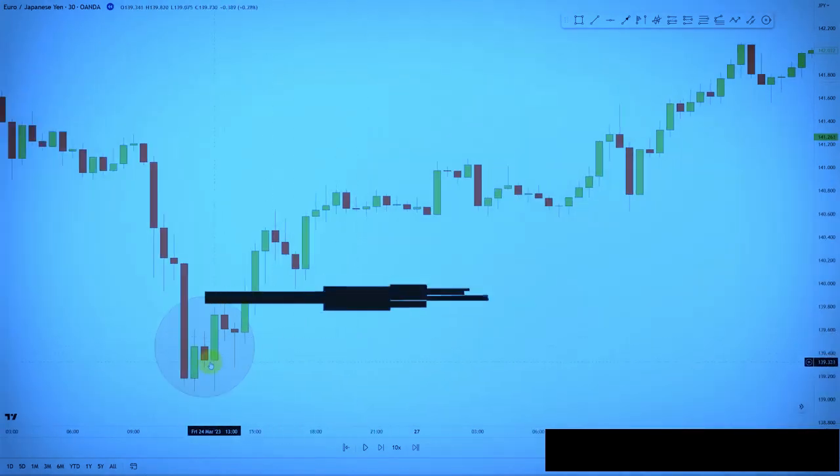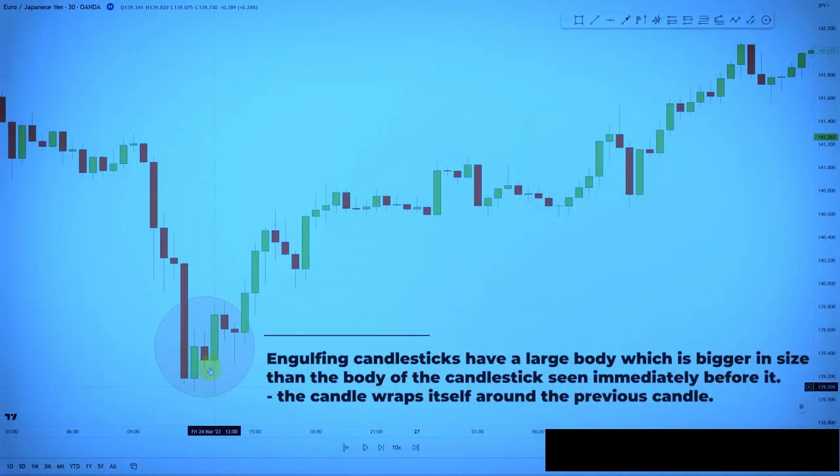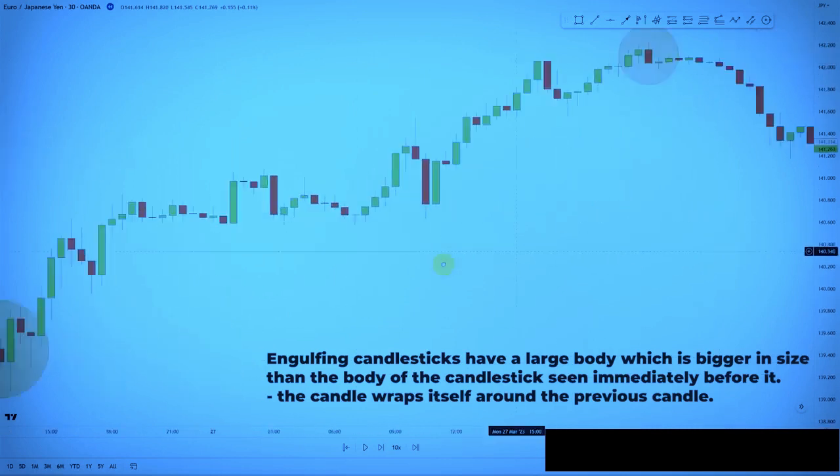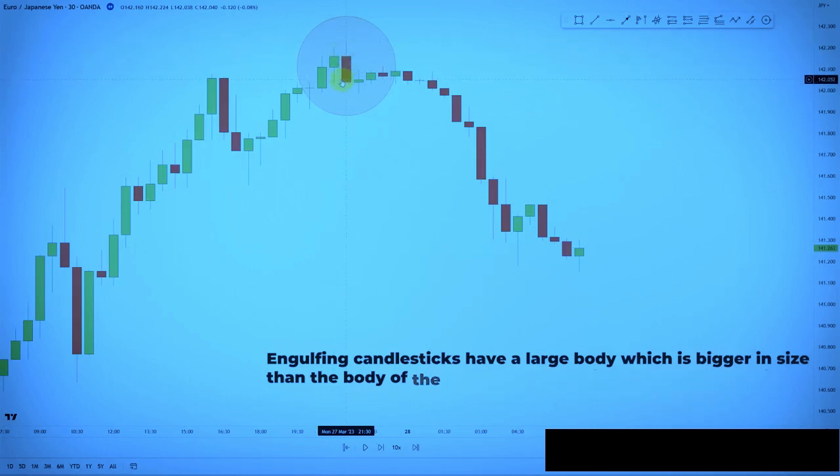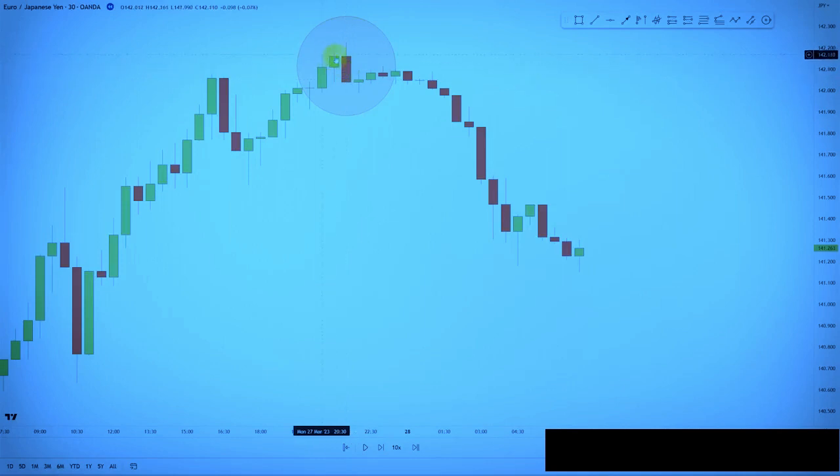The one defining characteristic of the engulfing candlesticks is they have a large body, which is always bigger in size than the body of the candlestick seen immediately before it. The engulfing candle wraps itself around the previous candle. The setup begins when we see a large bullish candle, which happens to be immediately followed by a bearish candle, the second candle being the bearish engulfing one. Notice how the body of the bearish engulfing one is bigger than the body of the bullish candle seen before it.